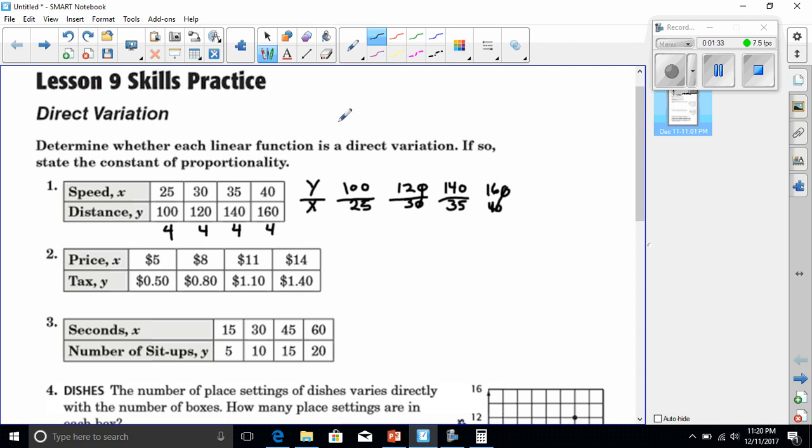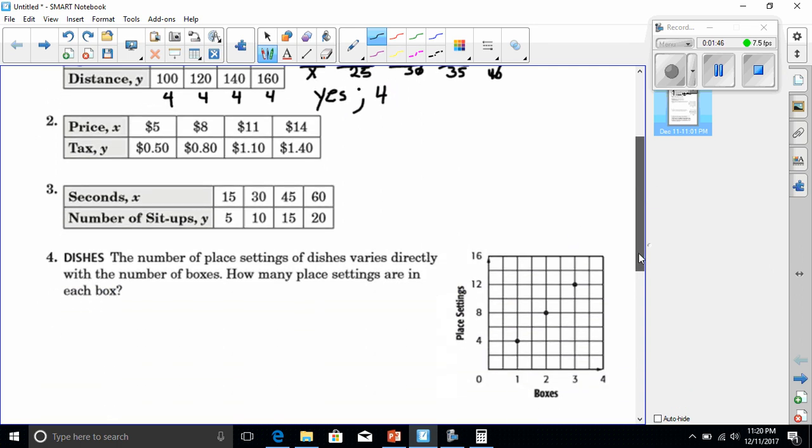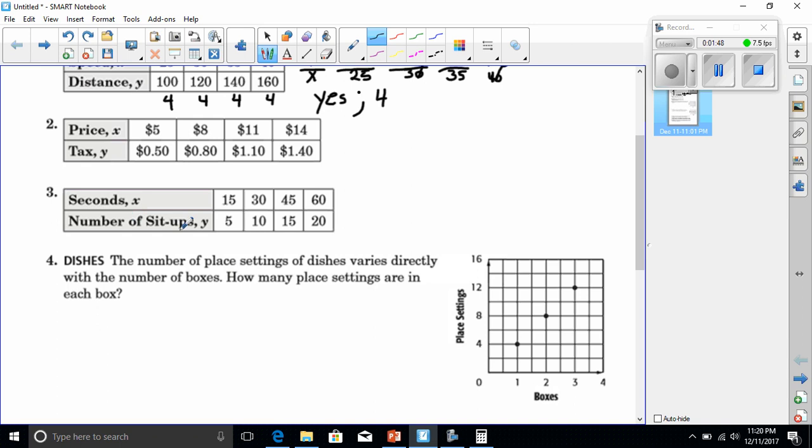So do we have a direct variation? Yes. And if so, state the constant of proportionality. That would be 4. All right, let's go to the next one. It says here seconds and a number of sit-ups. So they want to know how many sit-ups per second.